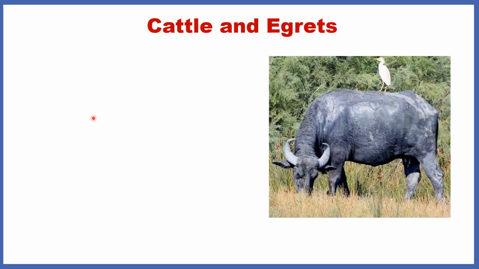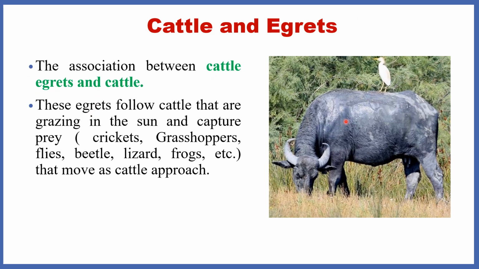Another example of commensalism is cattle and egrets. Egrets are small birds which are seen near grazing cattle like cows and buffaloes. These egrets follow the cattle that are grazing in the sun and capture prey such as crickets, grasshoppers, flies, beetles, lizards, and frogs. In this way, one species, the egret, gets a benefit while the other species is not affected.